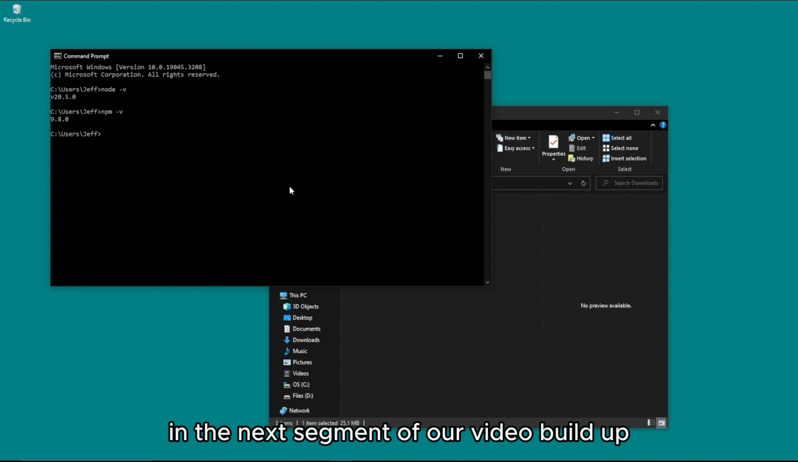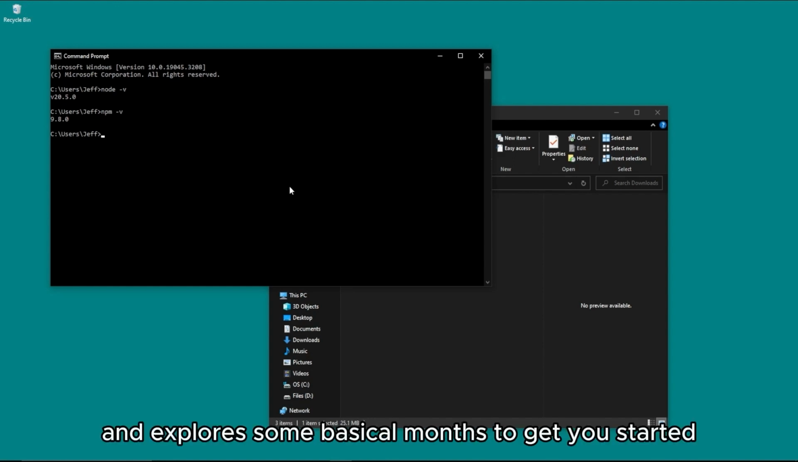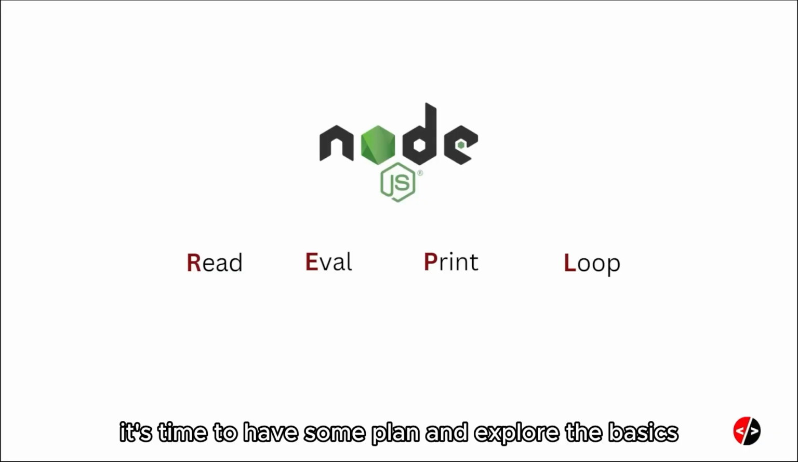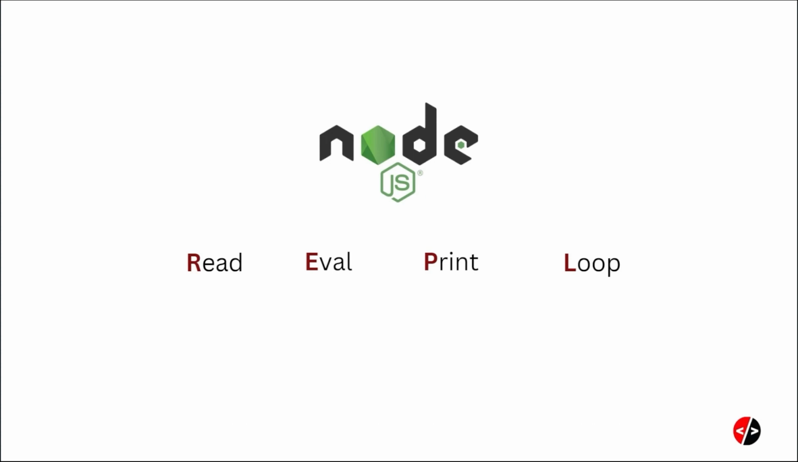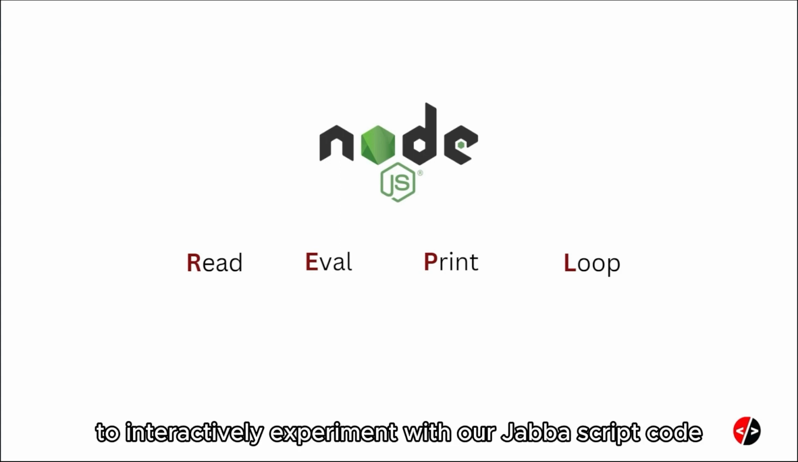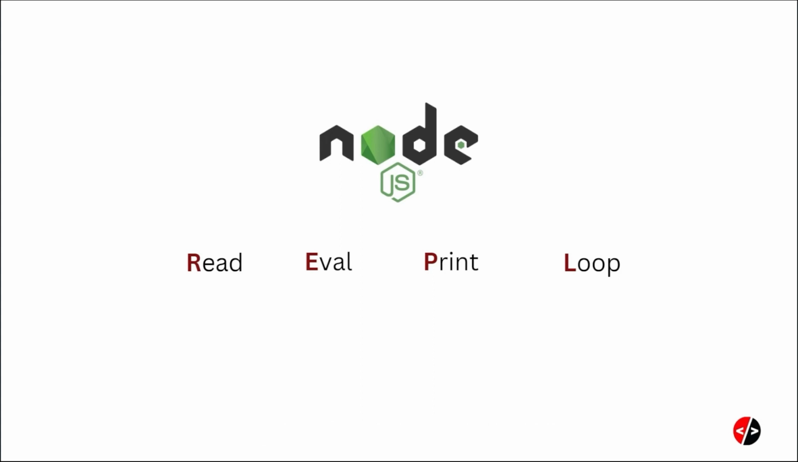In the next segment of our video, we'll delve into using Node.js and explore some basic commands to get you started. Now that we have successfully installed Node.js, it's time to have some fun and explore the basics. Let's start by diving into the Node.js REPL. REPL means Read, Eval, Print, and Loop. Node REPL is a powerful feature that allows us to interactively experiment with our JavaScript code. Think of it as a JavaScript playground right in your terminal.